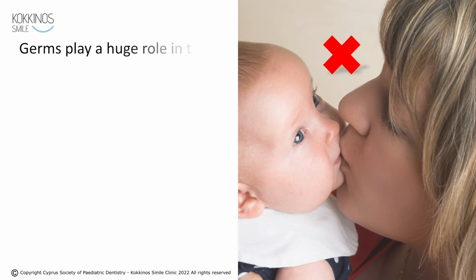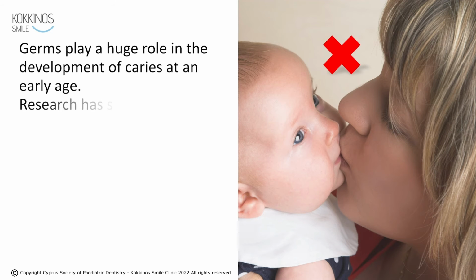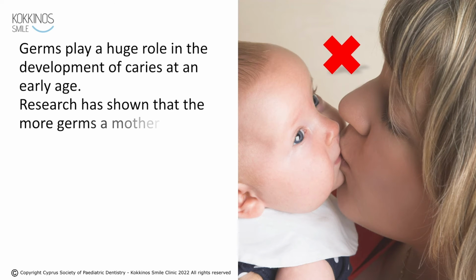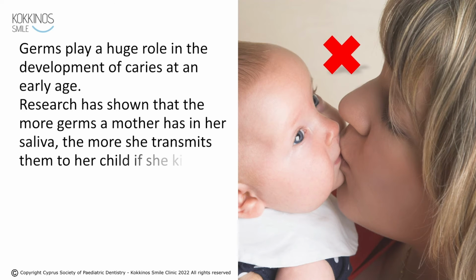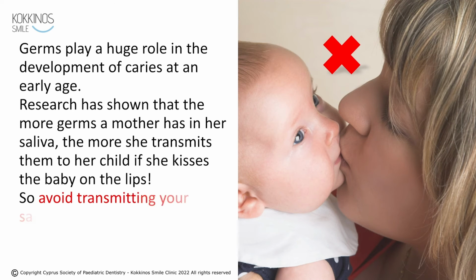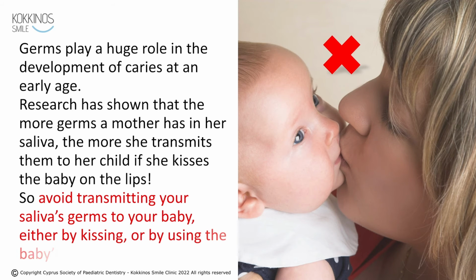Germs play a huge role in the development of caries at an early age. Research has shown that the more germs a mother has in her saliva, the more she transmits them to her child if she kisses the baby on the lips. So avoid transmitting your saliva's germs to your baby, either by kissing or by using the baby spoons and glasses.